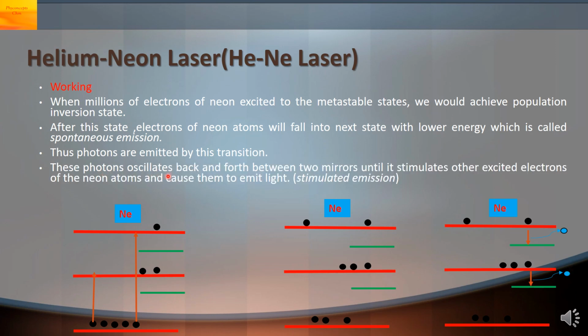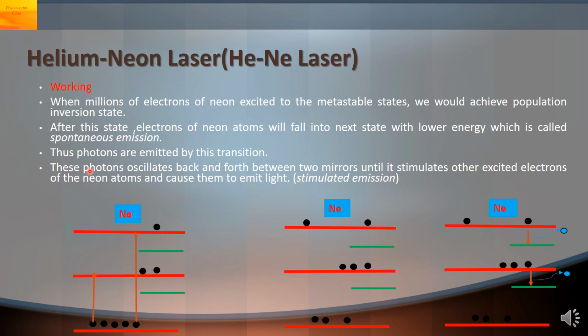These photons oscillate back and forth between the two mirrors, which we saw in the construction part. The two mirrors M1 and M2, between these two mirrors, the photons will be oscillating back and forth because they suffer multiple reflection. And this will continue until the photons stimulate the other excited electrons of the neon atoms and cause them to emit light. So that will be the process of stimulated emission.